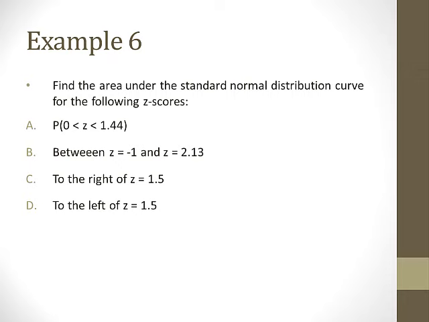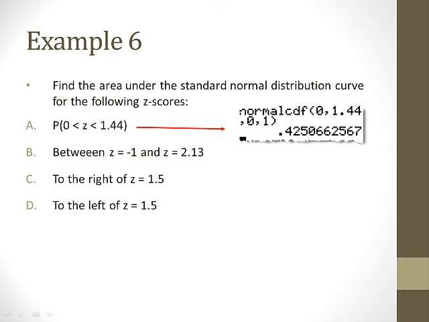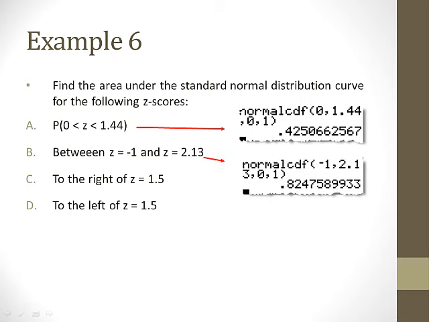All right, welcome back. So here's our first one: normal CDF 0, 1.44, between 0 and 1.44. Okay, B between -1 and 2.13. Very similar: -1, 2.13. Again, remember our syntax is left bound, right bound, mean, standard deviation.